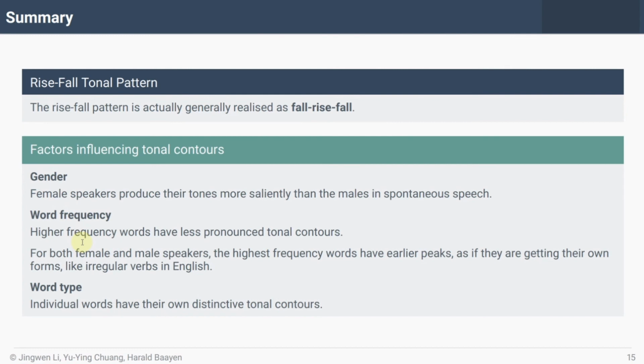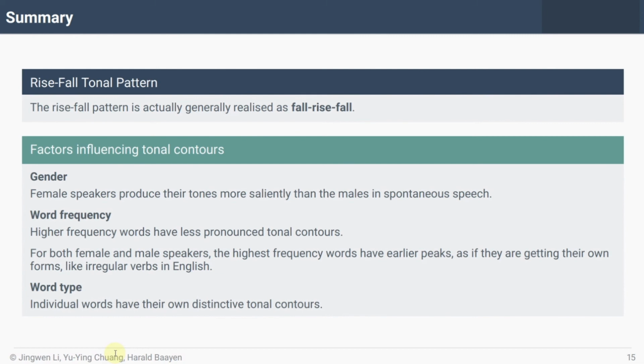For both male and female speakers, we found that the highest frequency words have earlier peaks, as if they are getting their own forms, like irregular verbs in English. This fronted peak is an irregularity, which could be an advantage for discrimination. And we also found word-specific realizations of the tonal patterns in spontaneous speech.